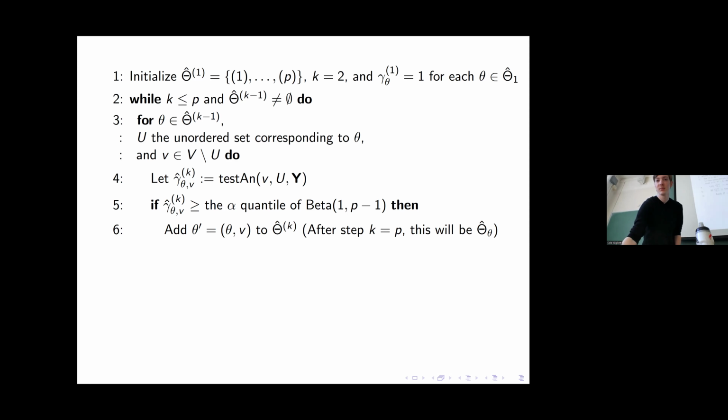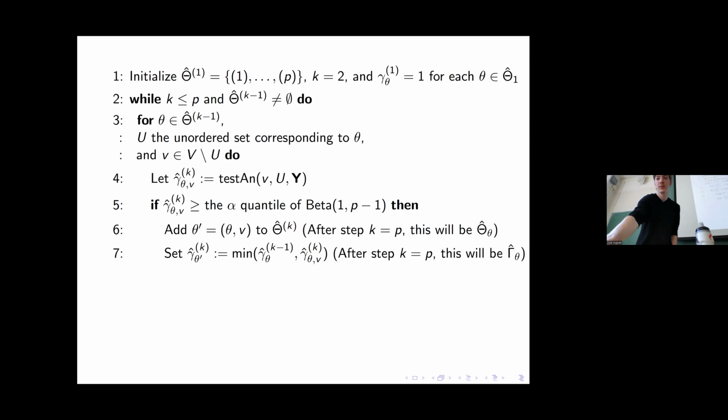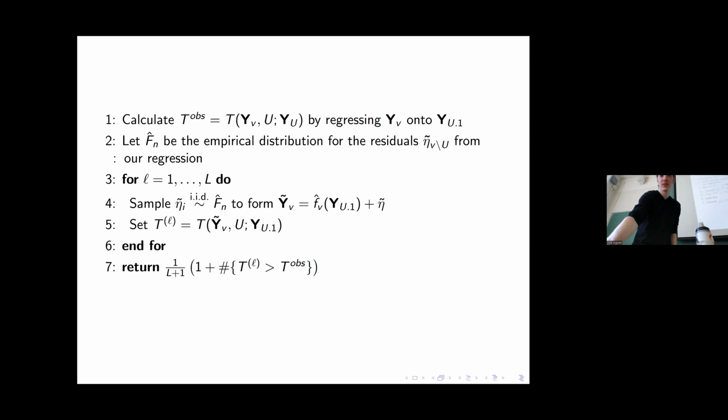After step k equals p, this will be the set of all permutations, or causal orderings. We're going to take the minimum, and this is where we compute the likelihood of this being a good causal ordering. We're just going to take the minimum over all of the causal orderings after each step. And yep, that's about it.